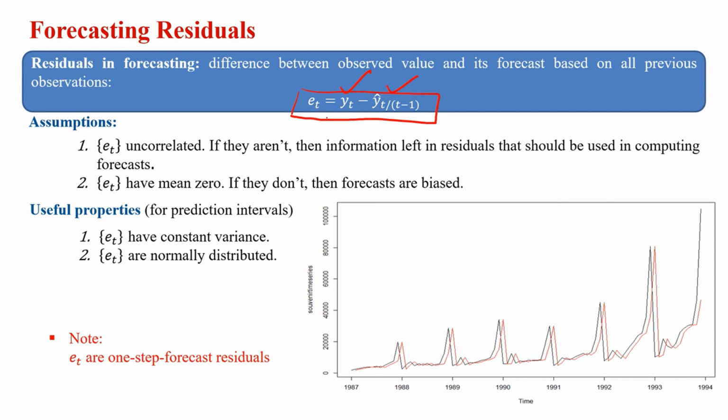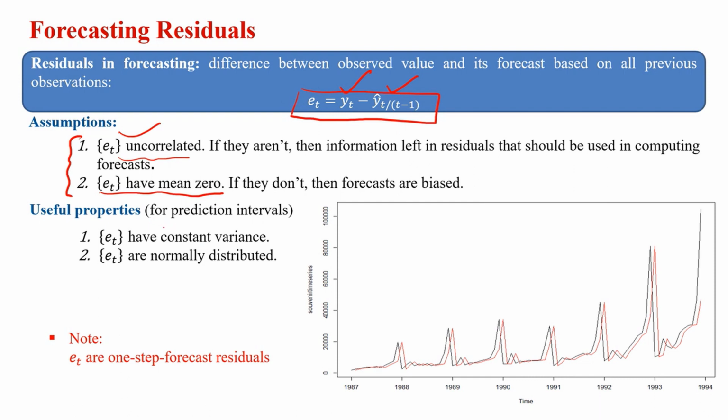And the assumption is that these errors must be uncorrelated, as well as the average or mean value of these errors must be zero. If they are not, then the forecast is biased, right? Similarly, if the errors are correlated, then some information is left in the residuals, which should be used in computing the forecast. So these are the two main assumptions that we consider while finding the forecast error.